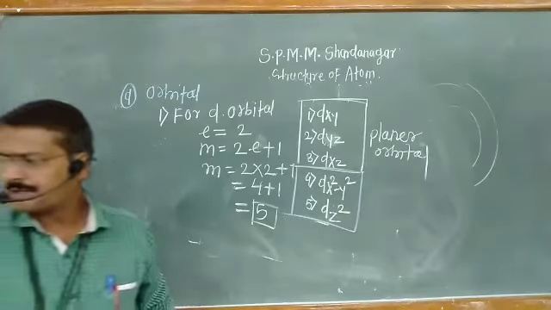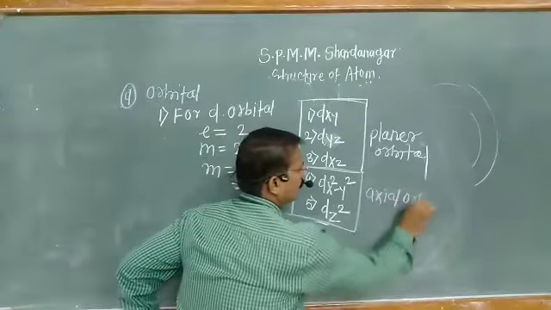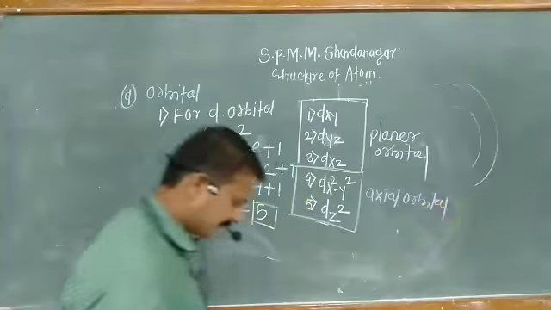Okay, what was said first? They are called axial orbitals. Okay, we are discussing one by one.